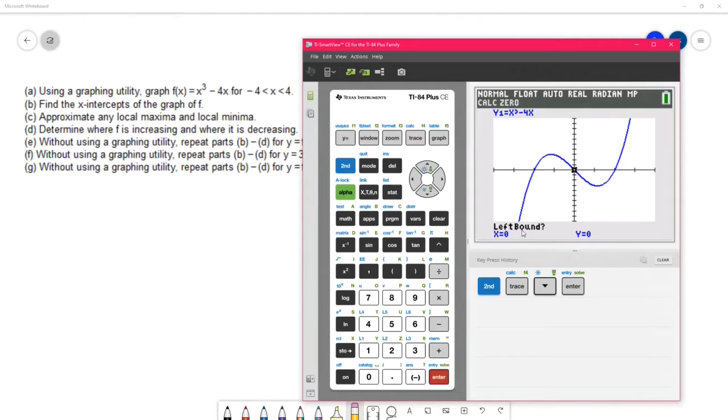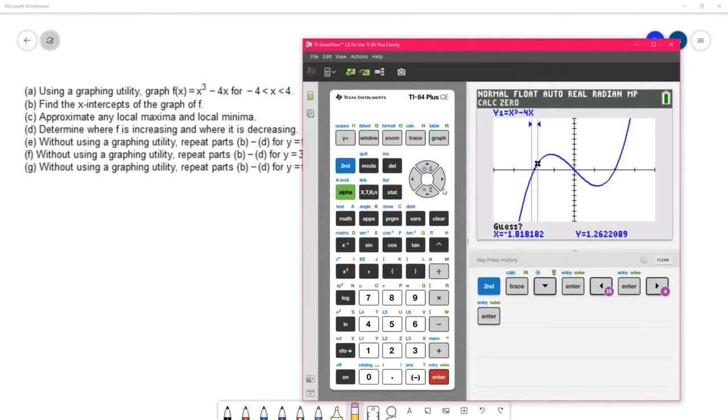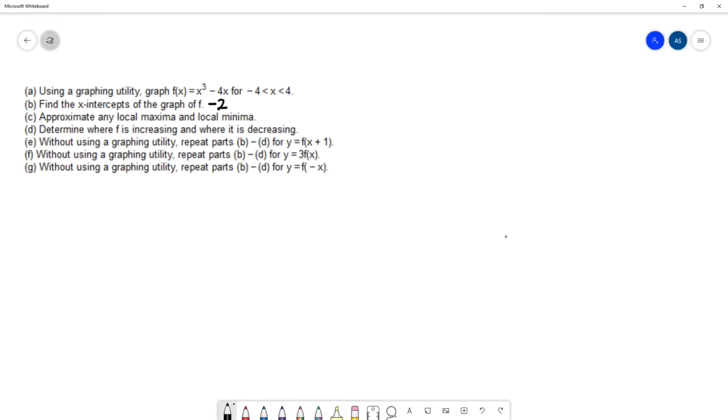And down here it says we want to find the left bound of the zero. So I'm going to move the cursor over to this zero here, and I want to make sure that my x is to the left of it, which is smaller than it. I'm going to hit enter. Then it asks for the right bound. I'll move the cursor to the right of that zero and hit enter. And then it says to guess. And we've got a guess there, and then it tells me the actual zero or x-intercept. So we have an x-intercept at negative 2. I'm going to write that down over here. So we have an x-intercept at negative 2.